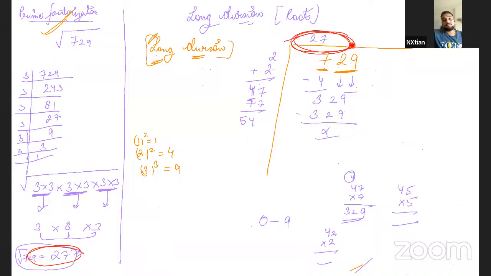So this is how you will solve the roots. I recommend you personally to always use the long division method. Don't always use prime factorization. Instead of that, use the long division method.